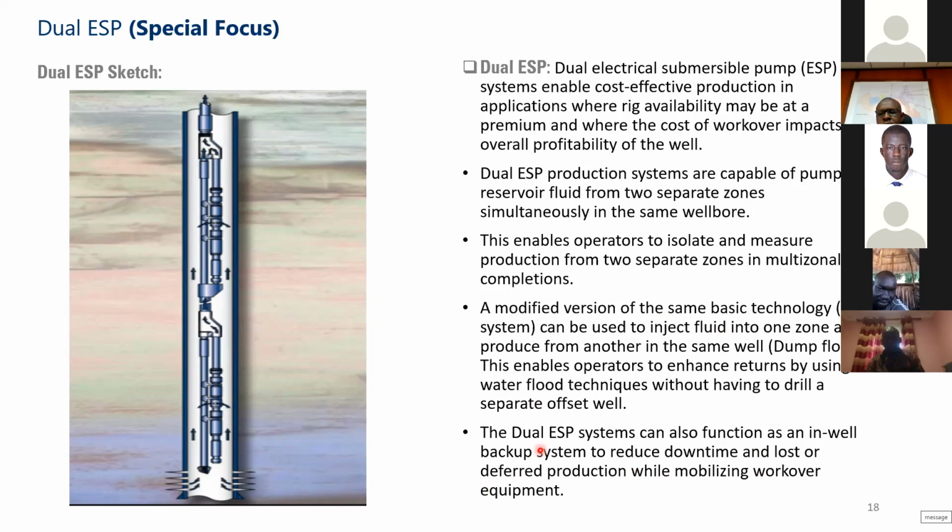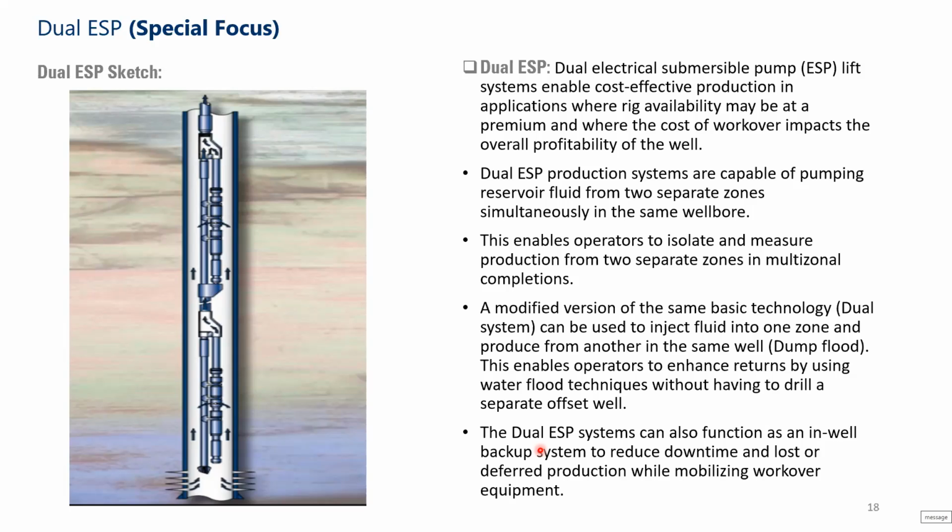The last point is that the dual ESP system can also function as an in-well backup system, as I explained earlier. There are wells with high potential, so you cannot afford to bring in rigs, which are very costly. So you run two ESPs. If one ESP fails, you have the option to switch to the other one and continue production, which reduces downtime and lost or deferred production while mobilizing rigs.